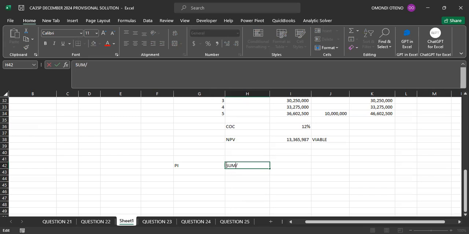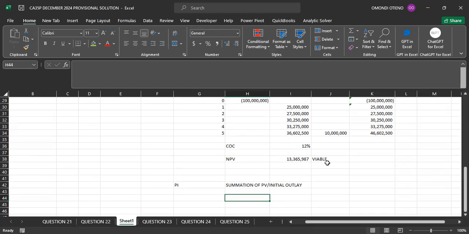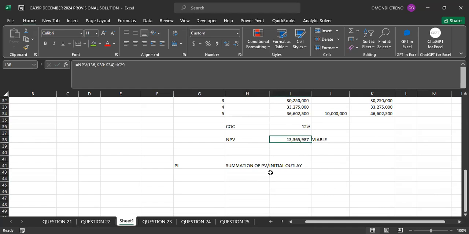Summation of present values, then we divide by initial outlay. So are we able to get the summation of the present values? Yes, we are able to get that. Actually, when we are calculating net present value, the last part we were deducting the initial outlay. So before you deduct the initial outlay, you're basically getting the summation of present value.